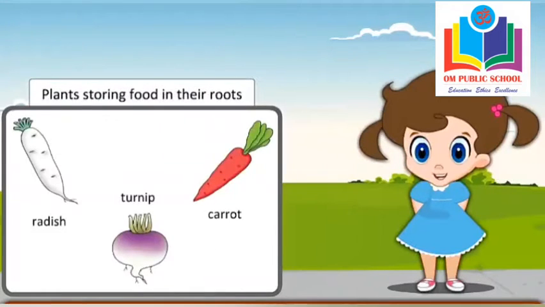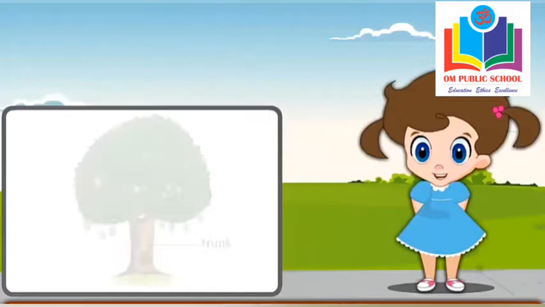Now I will tell you about the functions of the root. First, it fixes the plant firmly in the soil. Second, it absorbs water and minerals from the soil. Third, some roots store food prepared by the plant, like we eat roots of such plants. In the picture also you can see carrot, turnip, radish, etc. These are some of the examples.